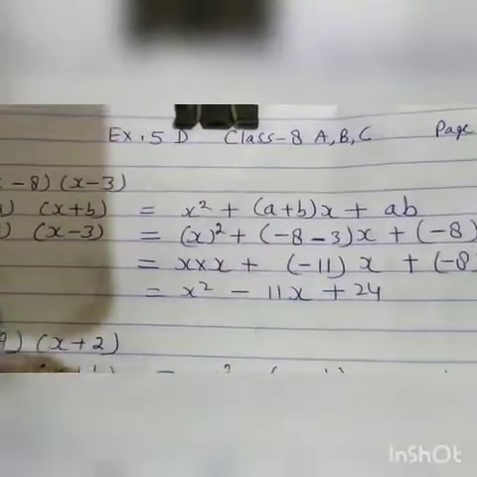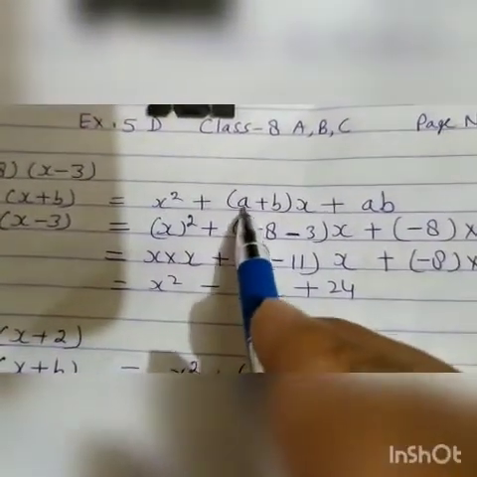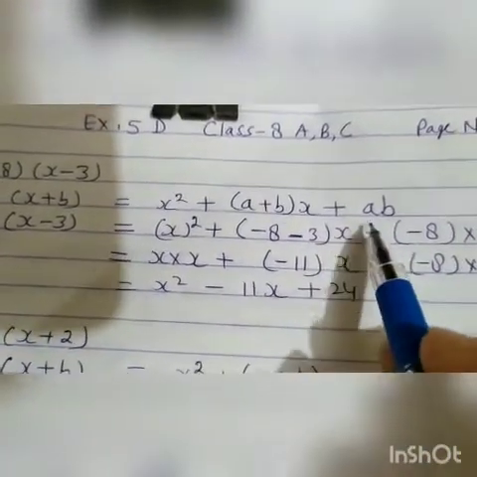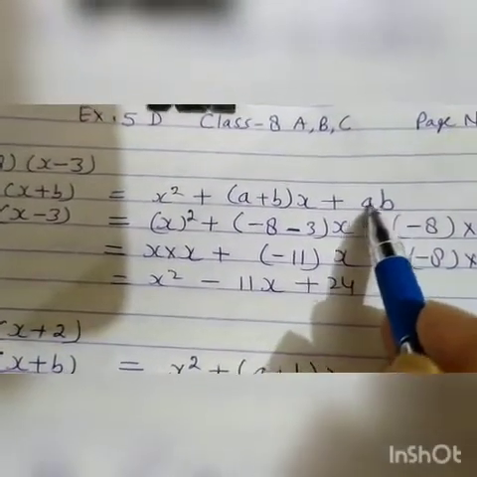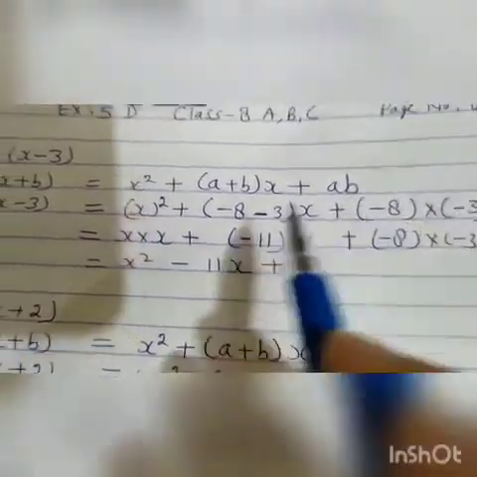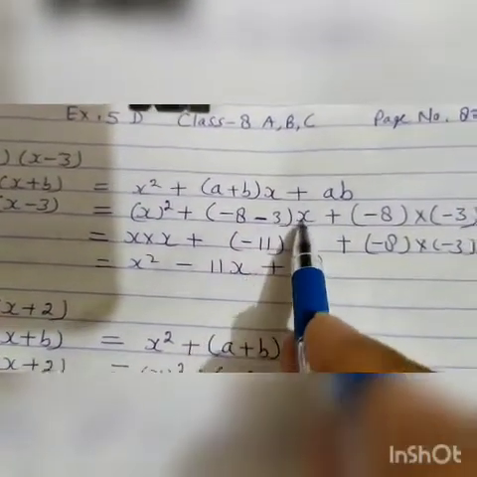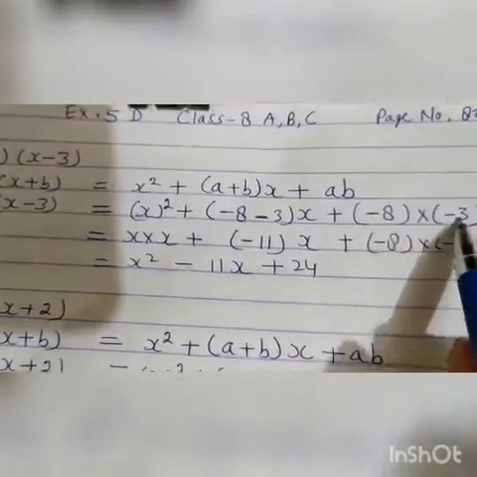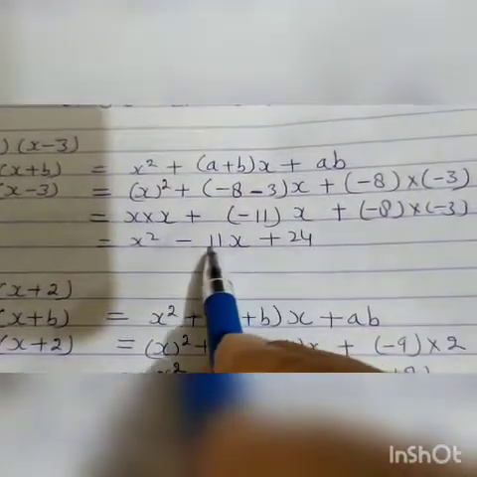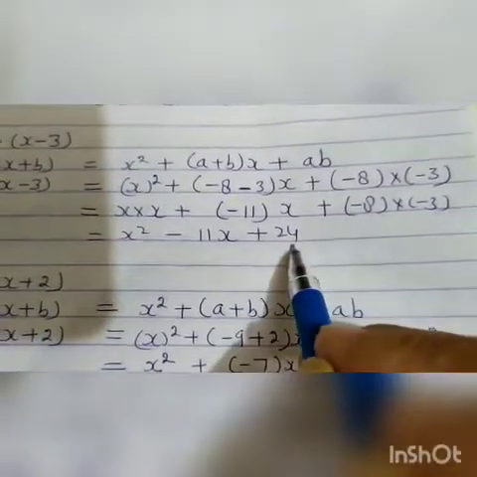So the square of the first term is already x, so we will write x whole square, plus the value of a is minus 8, and the value of b is minus 3, so we will write (−8 − 3), multiplied by x, the first term, plus ab, which means a multiplied by b, so −8 multiplied by −3. Solving it, −8 − 3 is −11, multiplied by x. So it will be x² − 11x, plus, when we multiply −8 with −3, it will be +24.